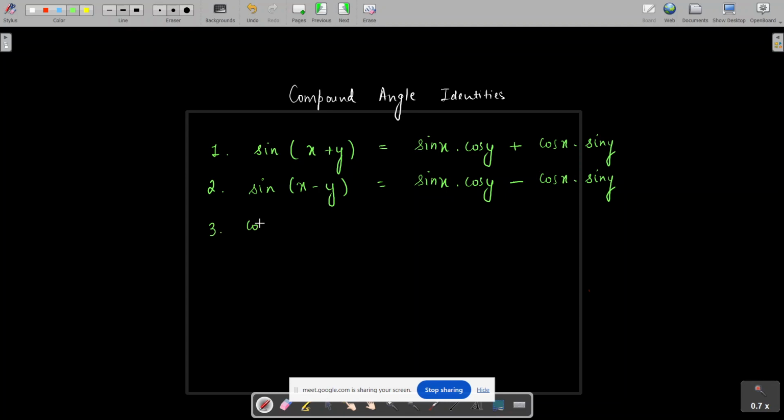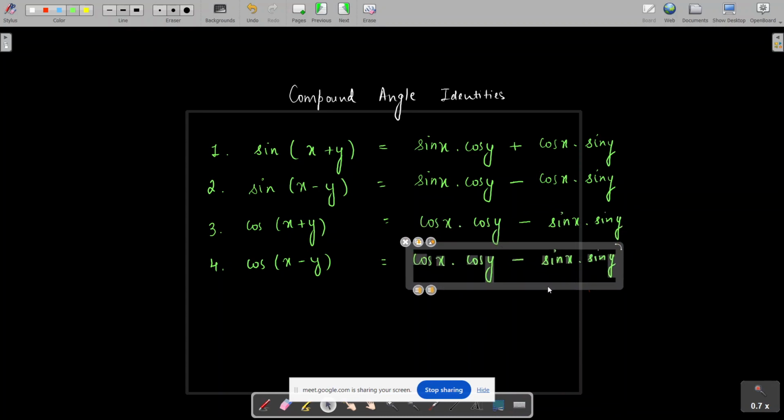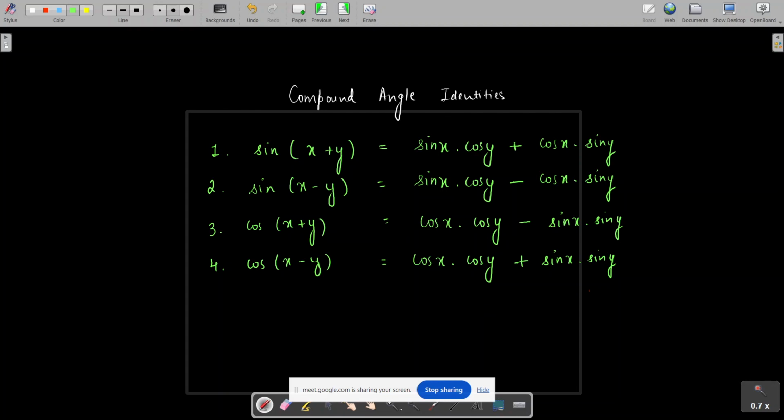Third, we have cosine of x plus y. This one is cosine of x times cosine of y minus sine of x times sine of y. And then we have cosine of x minus y. This is again the same expression, just with the plus sign instead of the minus sign. These are the 4 compound angle identities.